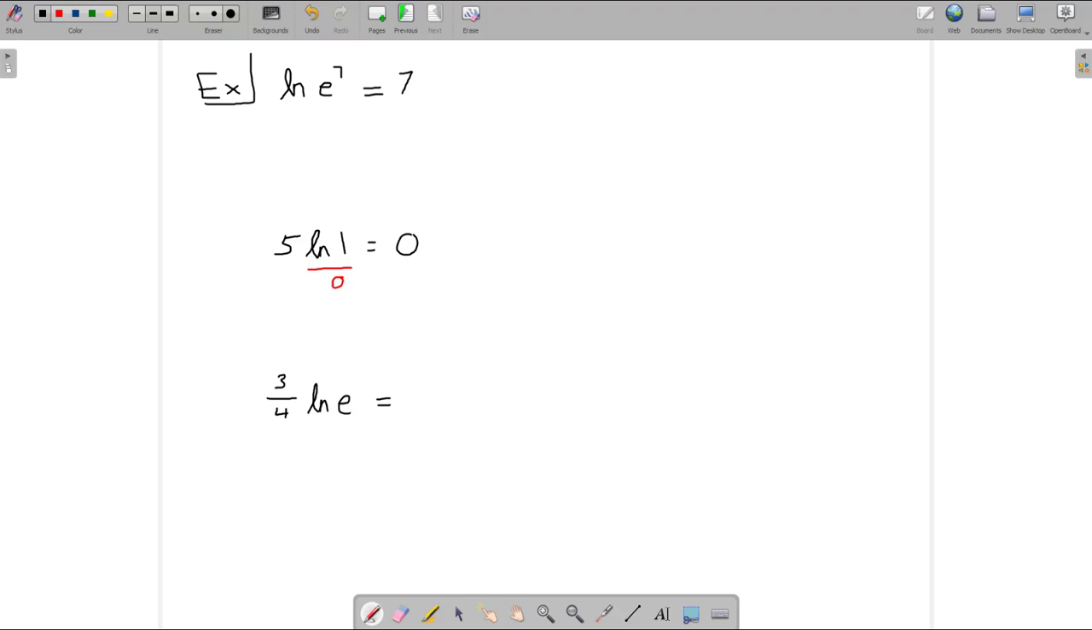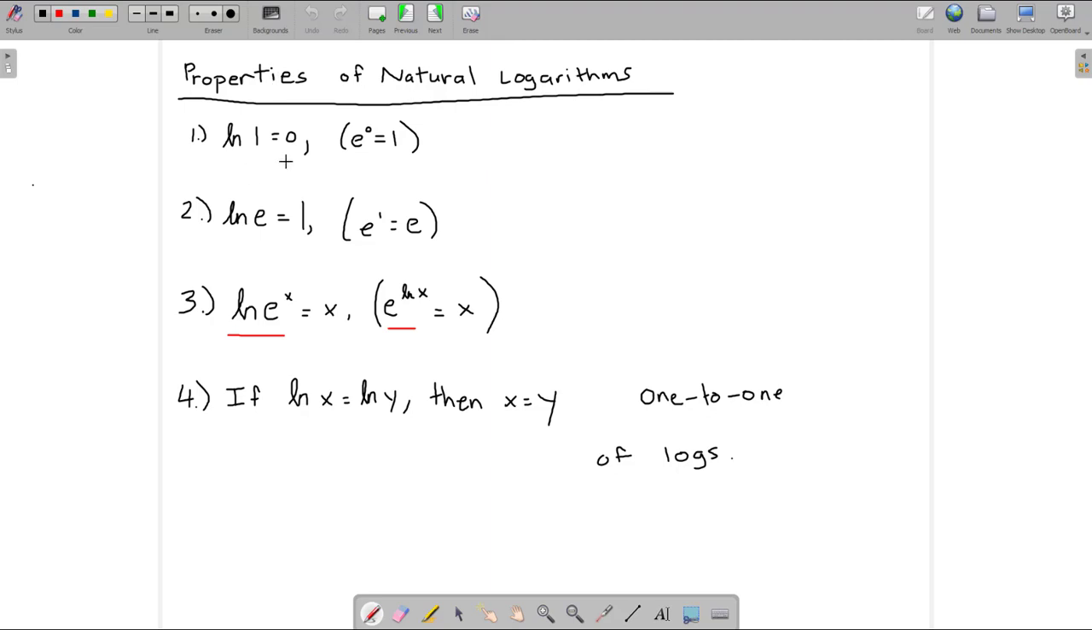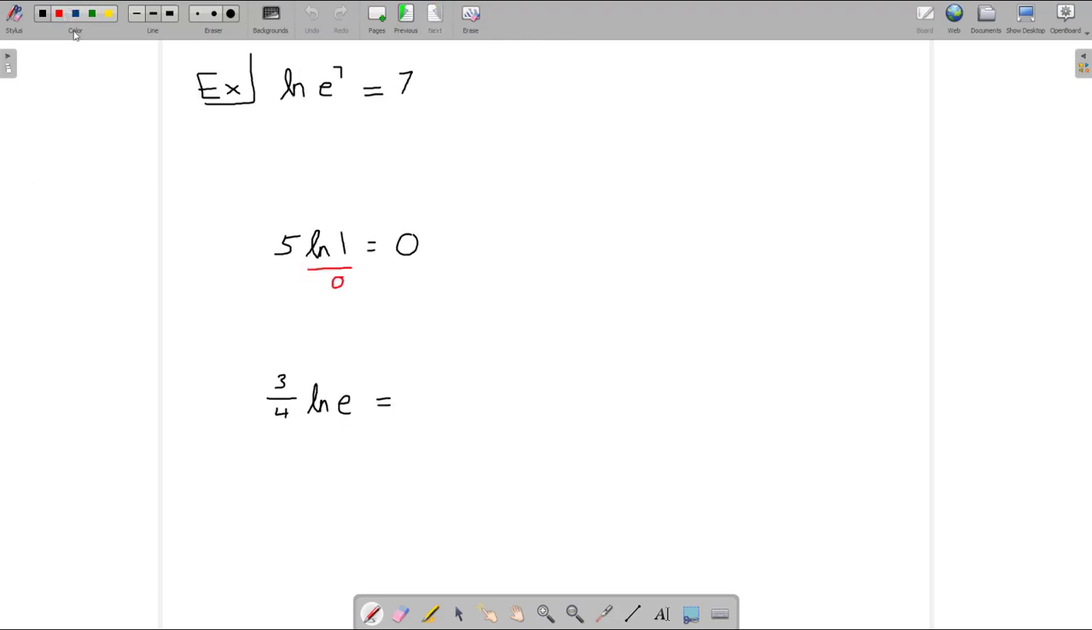Let's look at the last one now. We have 3/4 times natural log of e. So once again, let's go back and look at our properties. Property 2 looks like something we'll want. Natural log of e equals 1, right? So this part, the natural log of e, evaluates to 1. So we have 3/4 times 1, which is just 3/4.